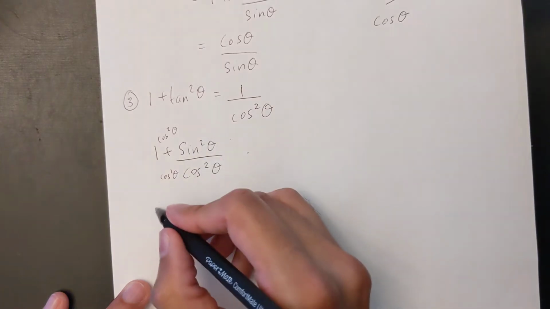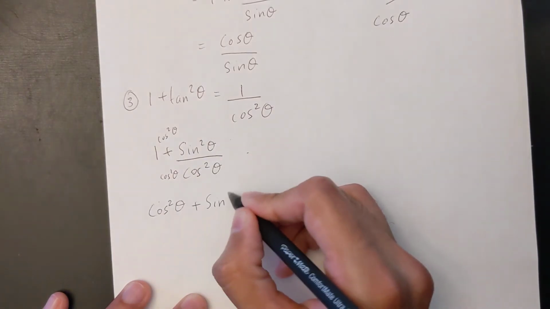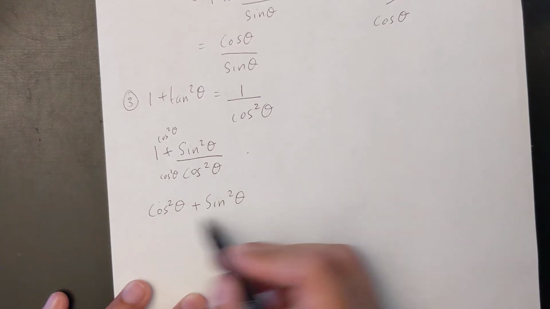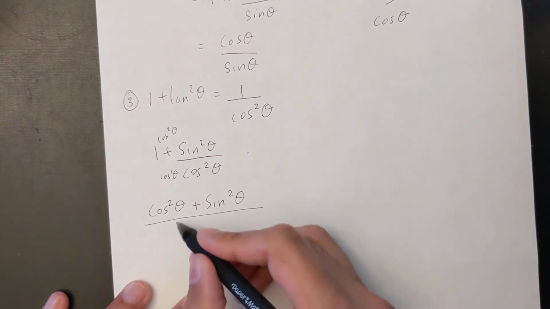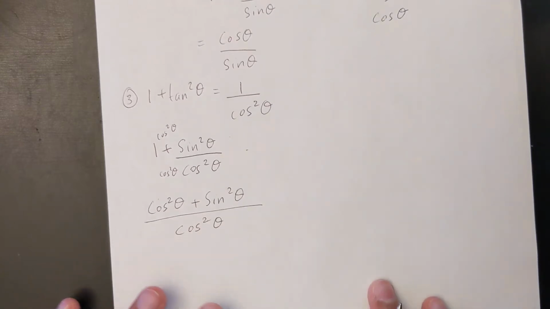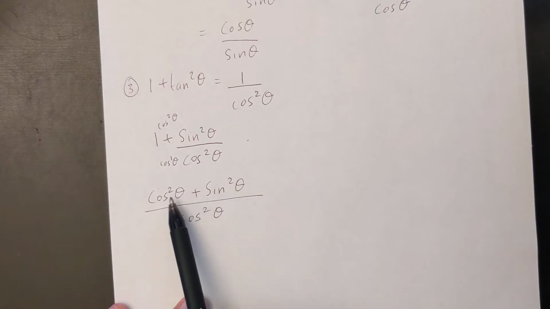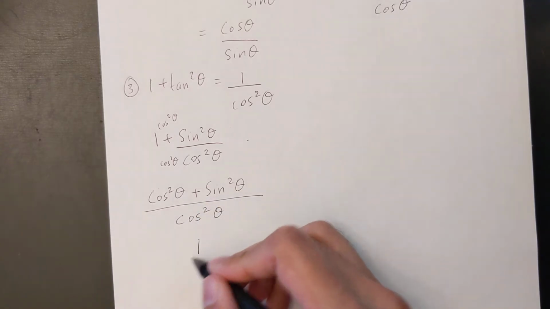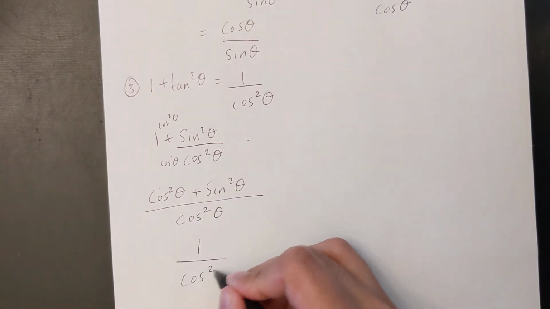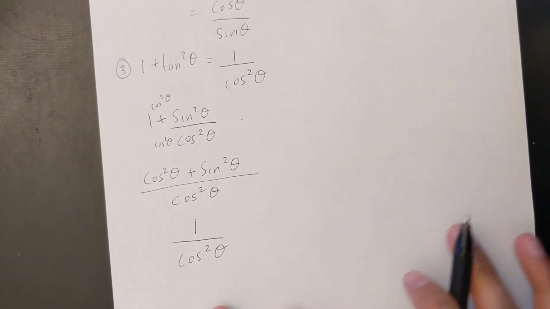So 1 times cos square theta is just cos square theta plus sine square theta, and instead of writing the denominator for each one, I know it's a common denominator, so I just write it together instantly to save a bit of time in this step. I know that sine square theta plus cos square theta is just 1, so my final solution is going to be 1 over cos square theta.